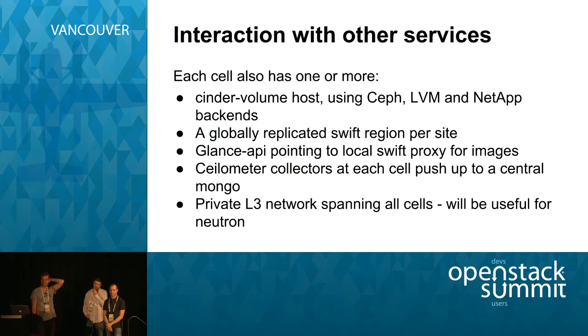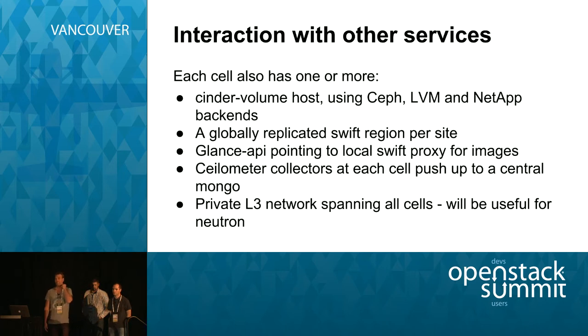Interaction with other services: we have other OpenStack systems involved. We try to have a Swift region in each cell, and then we can use local Glance APIs to feed our Nova. Especially when we're quite geographically dispersed, having a local image store for booting is quite important to us. We also have Cinder around the cloud. All of our cells will have at least one Cinder volume host. We're using different backends at each. All of our cells are the same, but quite different. It's up to each site to determine what vendors they use.